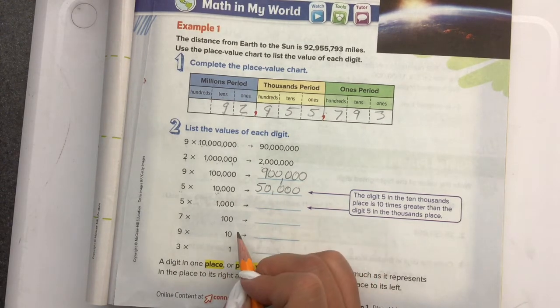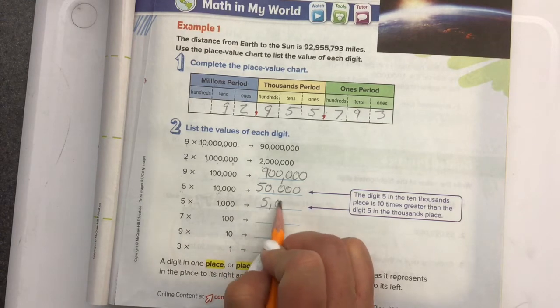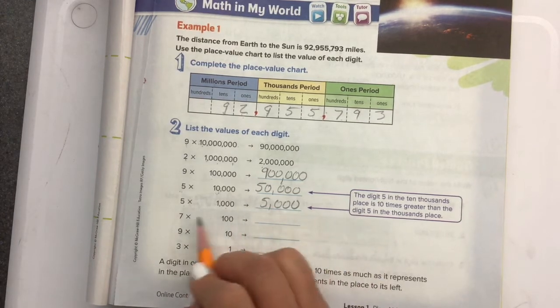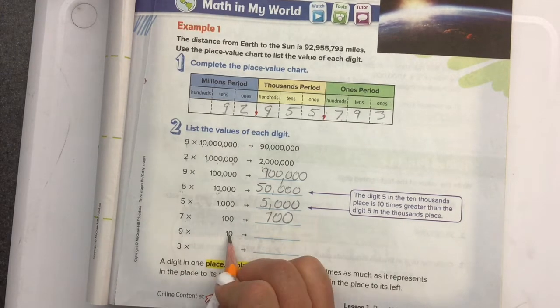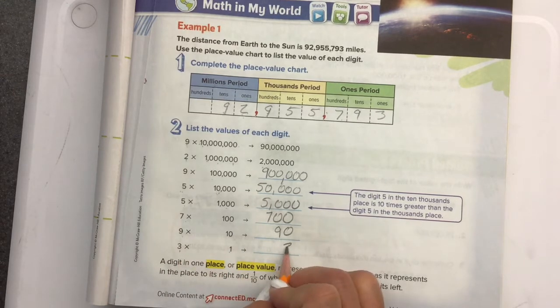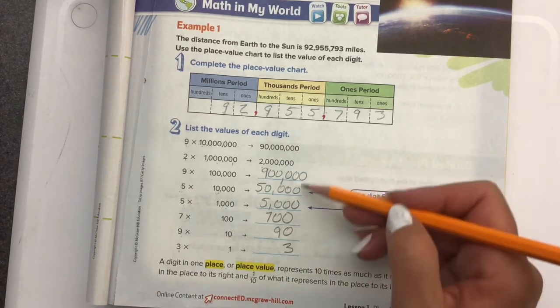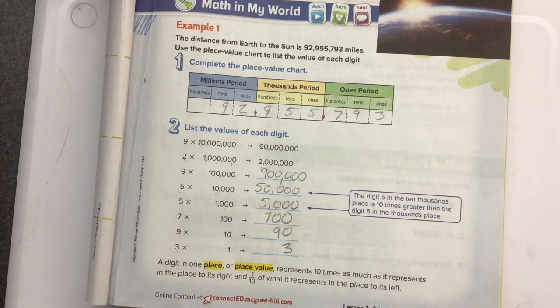I think you're following the pattern here. 5 times 1,000. Well, yeah, you got it. 5,000. 7 times 100. 700. 9 times 10. 90. 3 times 1. 3. And if you were to line all these up and add them down, you would get this fabulous number right here, because each digit has a place value.